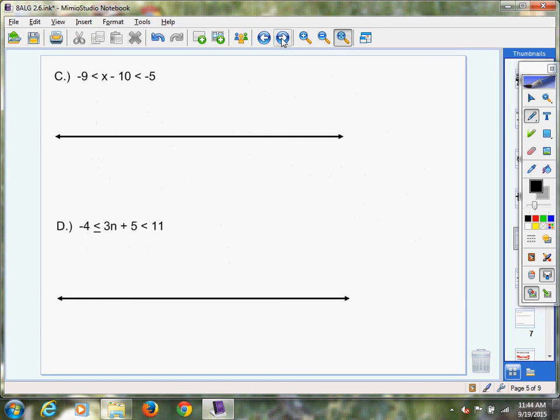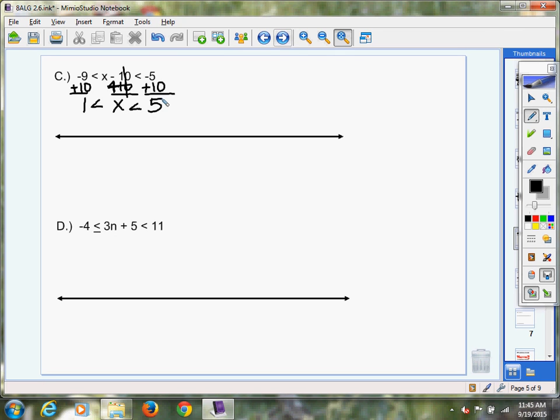Okay, we've got letter C, which is, we've got our smaller number first, -9, and then we've got less than x minus 10, less than -5. Okay, so they're using their less thans, that's great. And we got to get x by itself. So what we're going to do is we're going to add 10 to all three areas. Okay, so -9 plus 10 is 1, and that's less than x, which is less than 5.